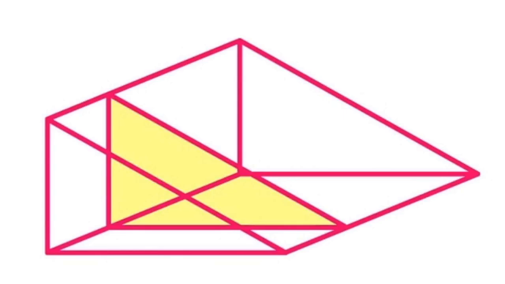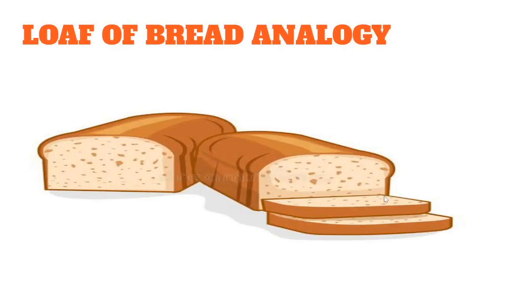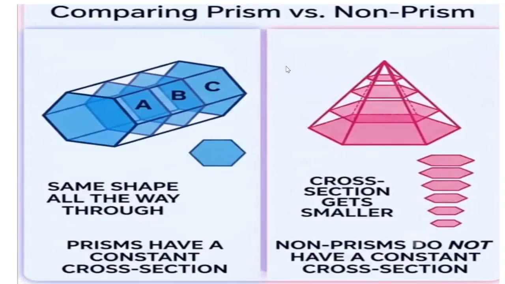To understand it better, let's look at this analogy. This is a loaf of bread, and if we cut it, the new slice would look exactly like the previous slice. To understand the difference between prism and non-prism figures, let's look at the figure on my left. See, if we cut the figure in the middle, the new faces would look exactly the same as the old one. But in the figure on my right, the slices are pentagons, but they get smaller and smaller by the time it reaches the top. So this is not a prism and it does not have a constant cross section.